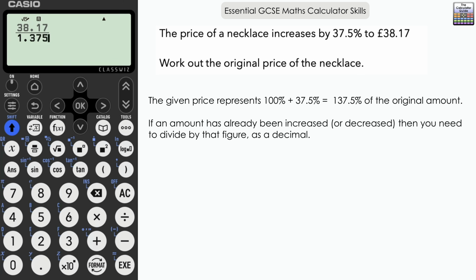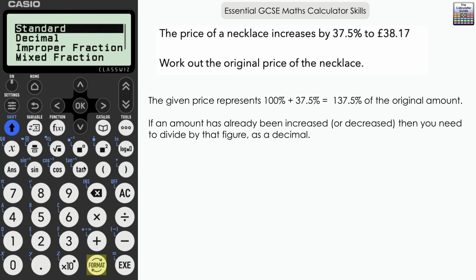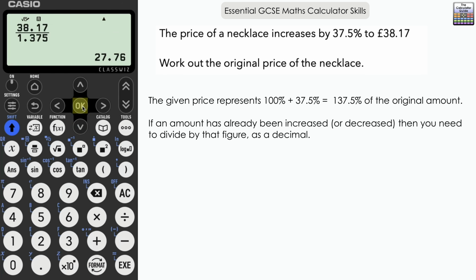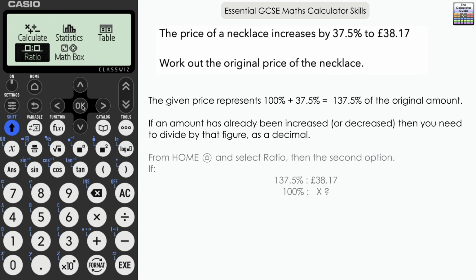1.375, and then press execute. And let's go for the decimal price on this one, £27.76. You could also do that in the ratio app.